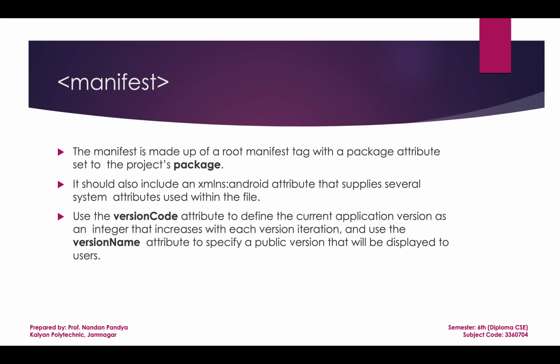We use the version code attribute to define the current application version in the form of an integer number that increments itself with each iteration of the version due to updating. Also, the version name attribute is used to specify a public version that will be displayed to the users.